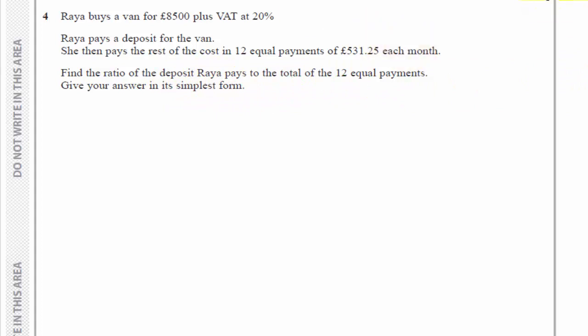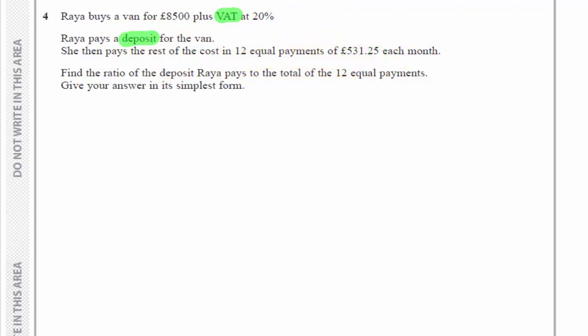Now there's a little bit of vocab in here you need to know what it means. VAT stands for value added tax, and that is added on to the amount you buy the van for, and this VAT is at 20%, so I'm going to have to add 20% on to 8,500. Raya doesn't buy the van for 8,500, it's 8,500 plus a value added tax of 20%. The deposit is the amount Raya puts down before the 12 equal payments start.